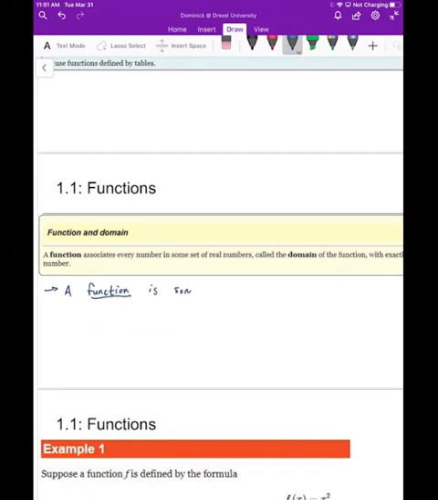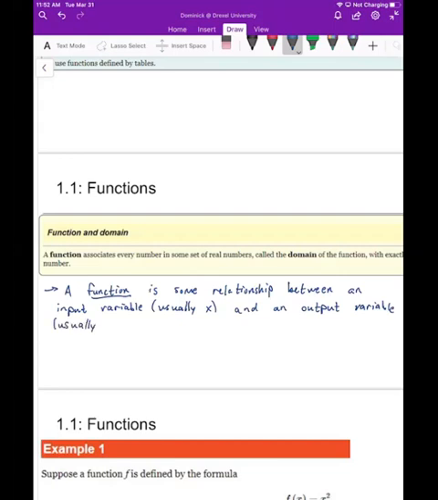is some relationship between x and y. It doesn't necessarily have to be x and y, but typically that's what we denote as our input and our output variables. So I'll say between an input variable, which again is usually x, and an output variable, which is usually y. And the idea behind a function is that for every input variable, there's exactly one output variable, right?